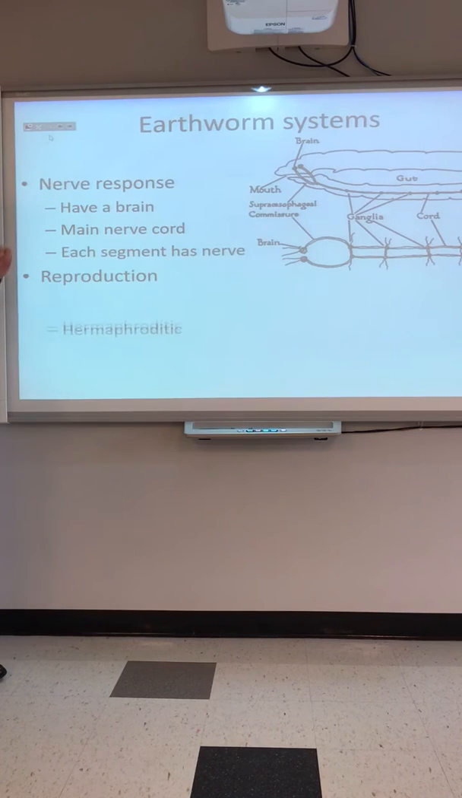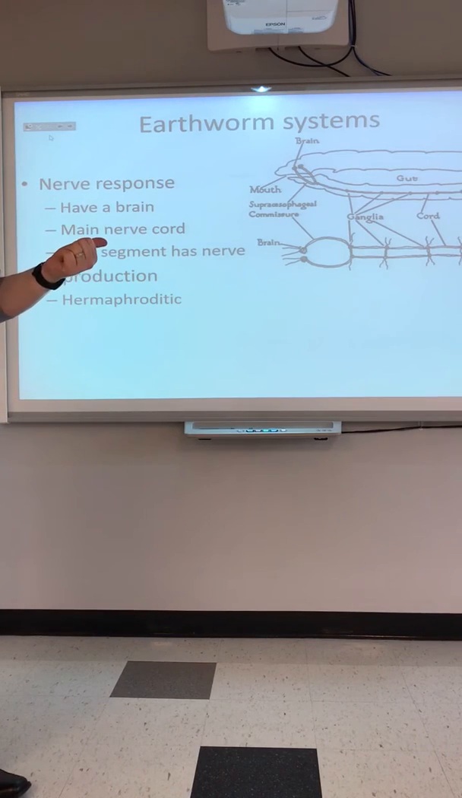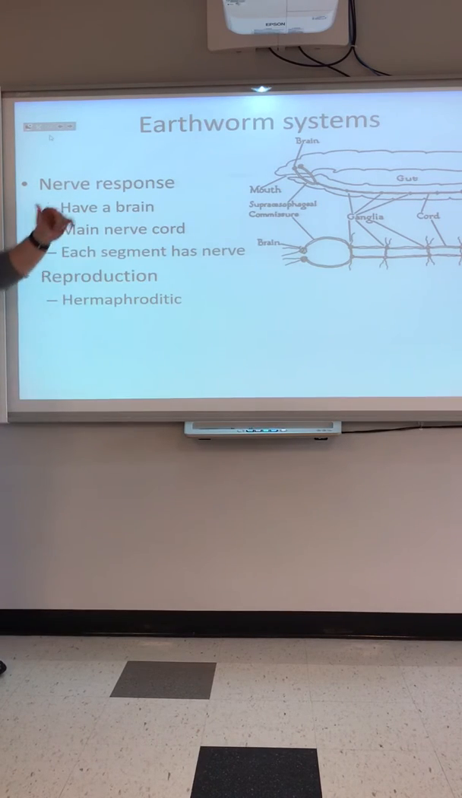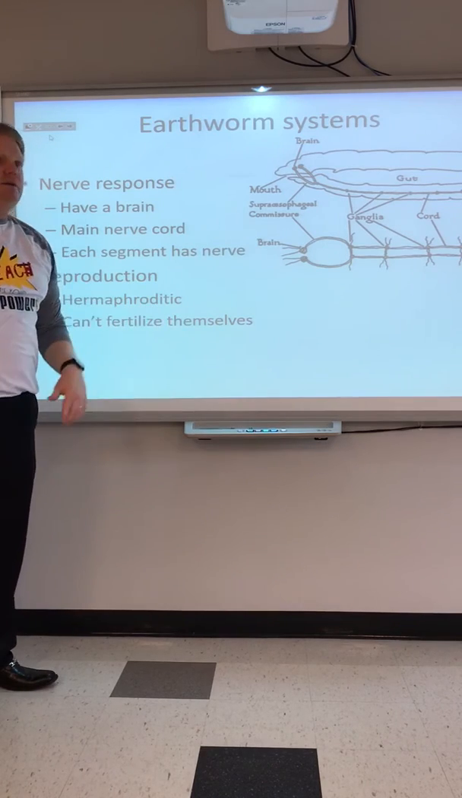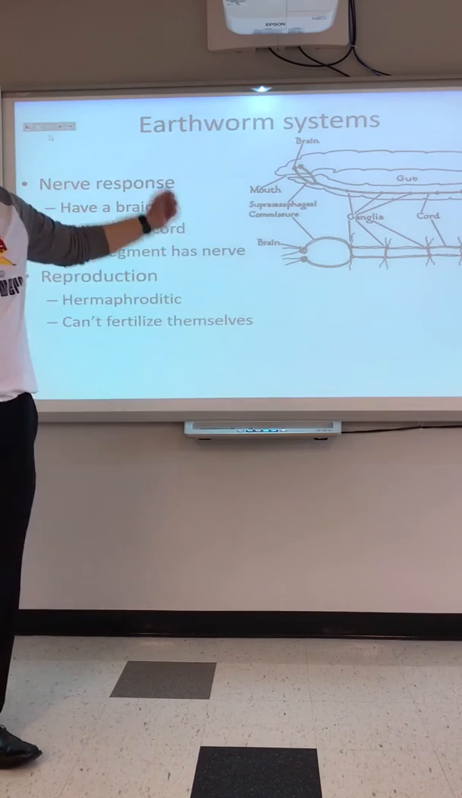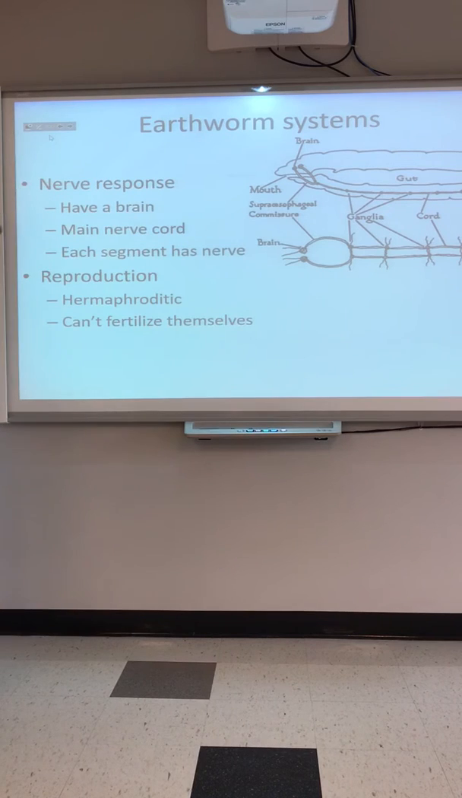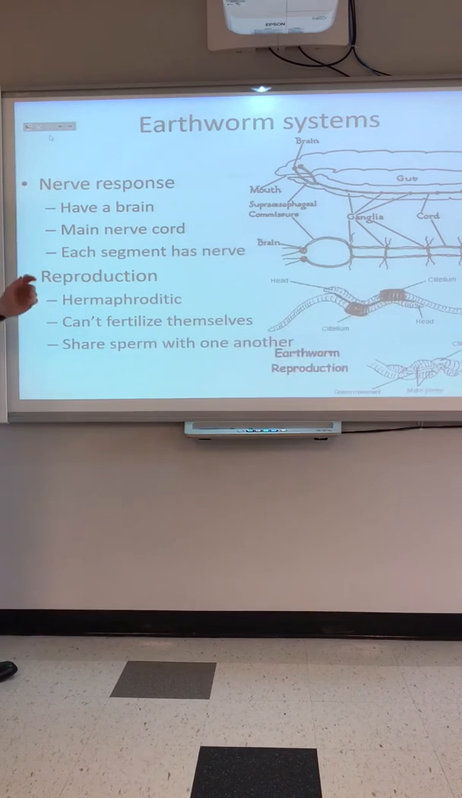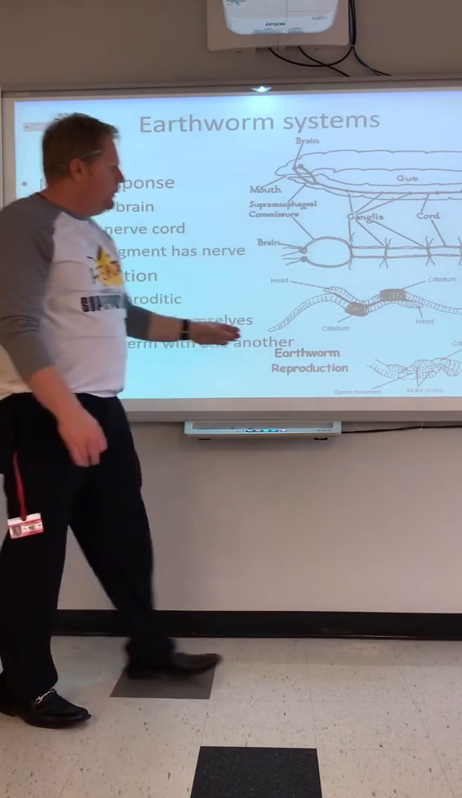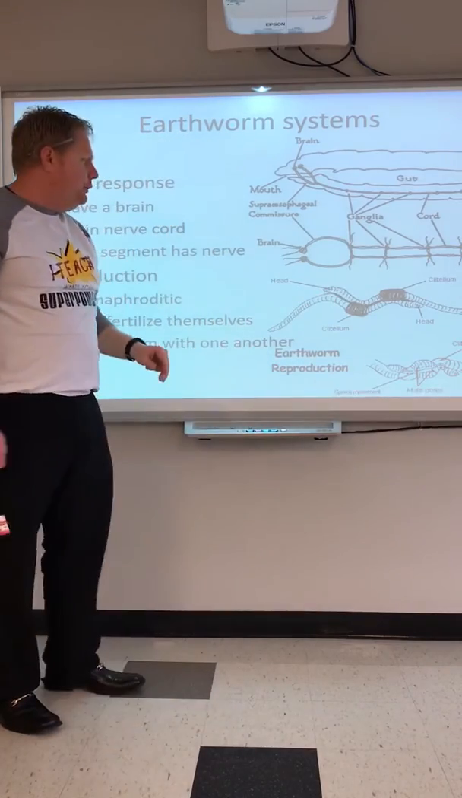Reproduction. They are hermaphroditic. We are using that word again. That means they can produce eggs and sperm. That's the only reason we use that, because that is the technical term. They cannot fertilize themselves. They must have sexual reproduction, which helps them get into the animal category. They share sperm with one another. So, both of these worms can actually end up being pregnant and having offspring of their own.